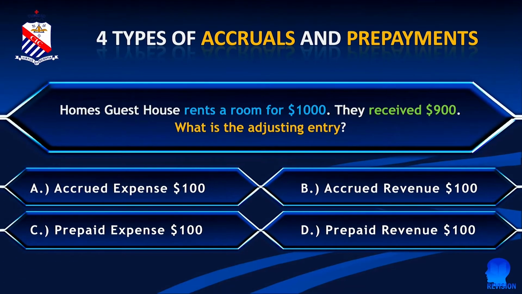Going to the next one. Holmes Guest House rents a room for $1,000. They received $900. What is the adjusting entry? So I'm going to give you guys some time. Remember the processes in terms of expense, revenue, accrued, prepaid.